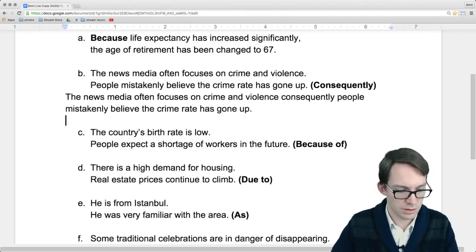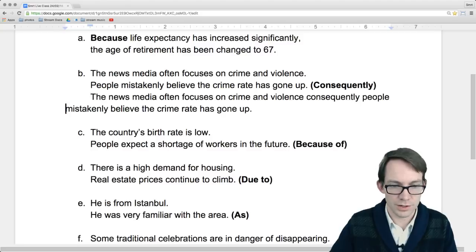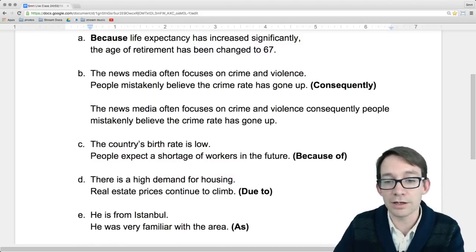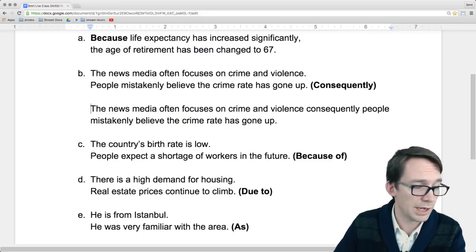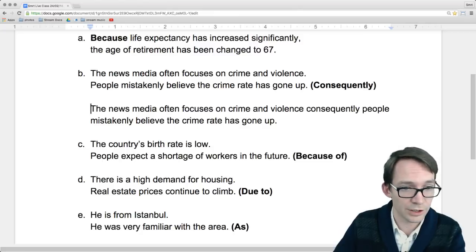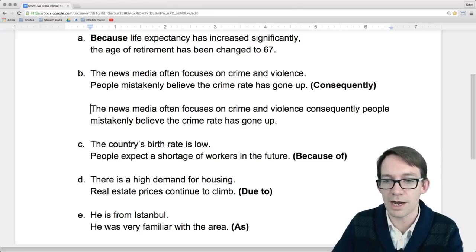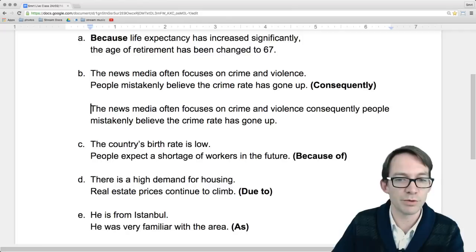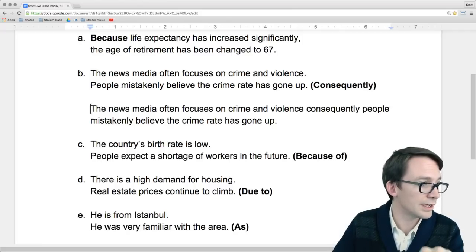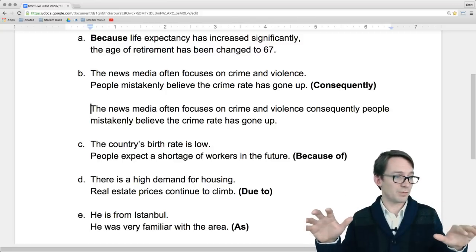This one I noticed came in from, I think, Selma. I saw a lot of people put in the answer for B. I put this one up here because it's almost perfect. Okay, the news media often focuses on crime and violence. Consequently, people mistakenly believe the crime rate has gone up. The cause and effect relationship there is perfect.